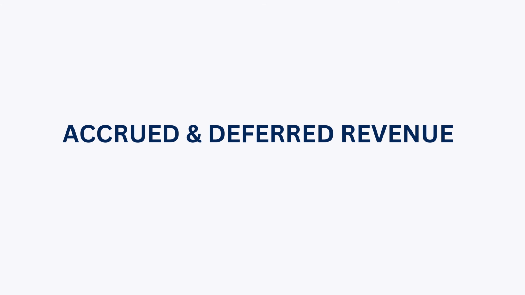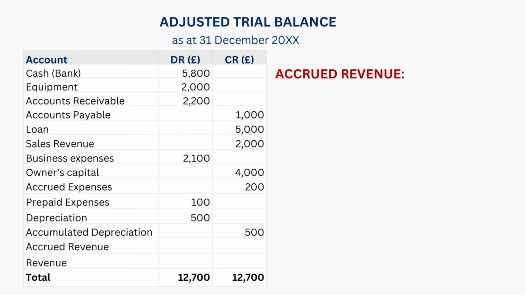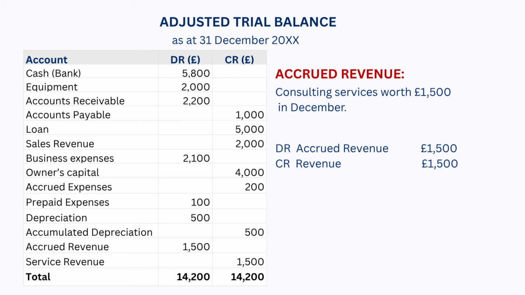Now let's look at accrued and deferred revenue. Accrued revenue is revenue that the business has earned but has not yet received in cash or billed to the customer. For example, suppose a business provides consulting services worth £1,500 in December but didn't bill the customer yet. Because the service was provided in December, the revenue belongs to December's accounting period. Adjustment is debit accrued revenue £1,500 and credit service revenue.